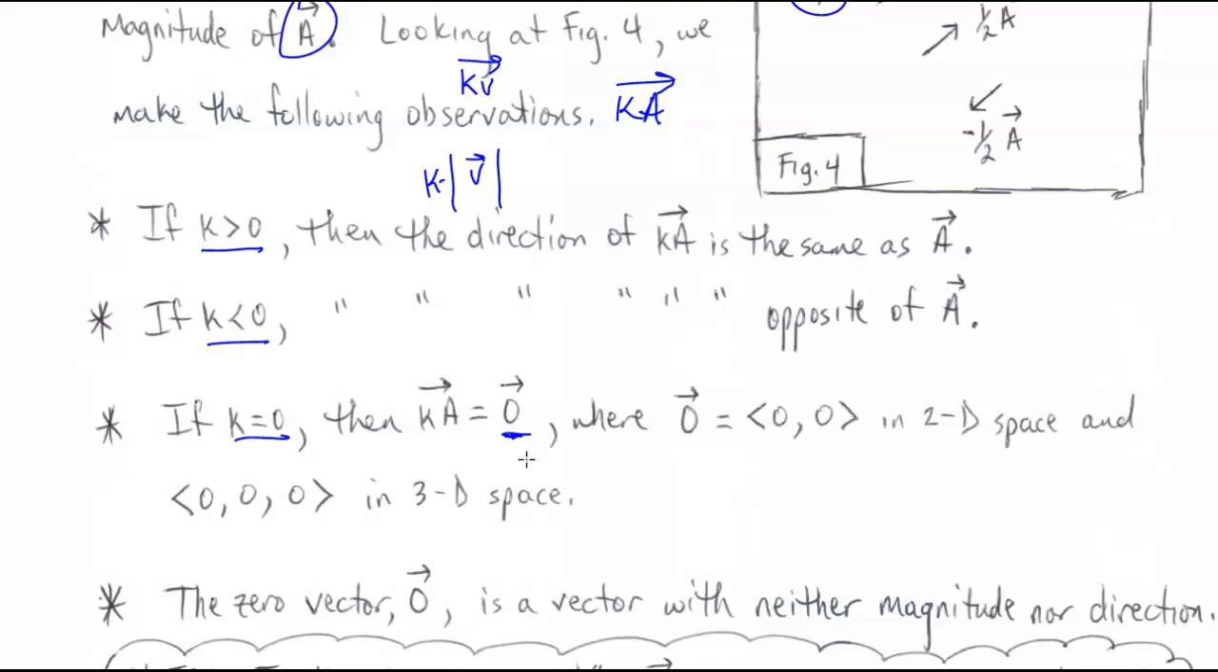And of course, the 0 vector, depending upon what dimension you're in, looks different. In 2D it's going to look like this. In 3D, it's going to look like that. If we were talking about 4D or 5-dimensional space, then we would have 4 or 5 components, all of them being 0.